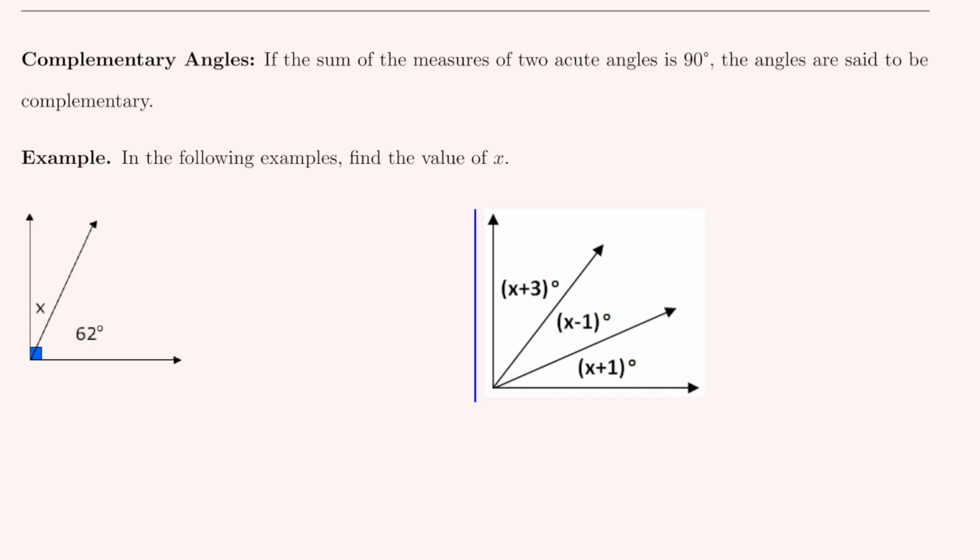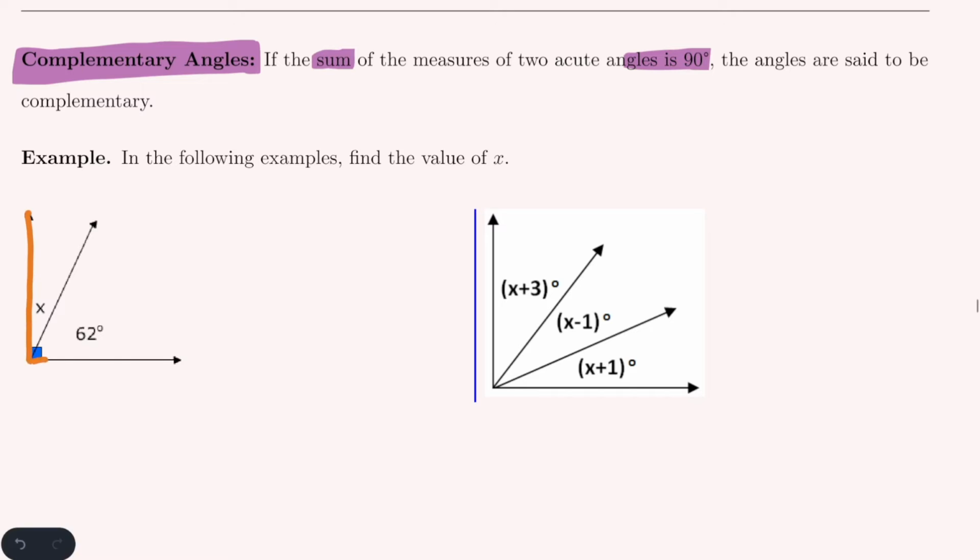So our next definition is that of complementary angles. Two angles are said to be complementary if when you add the two angles, you get exactly 90 degrees. Now, this could occur if we're told angles are complementary, then we know we add to get 90 degrees, or we could be visually told that angles are complementary.